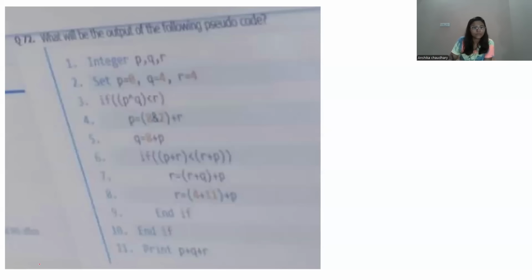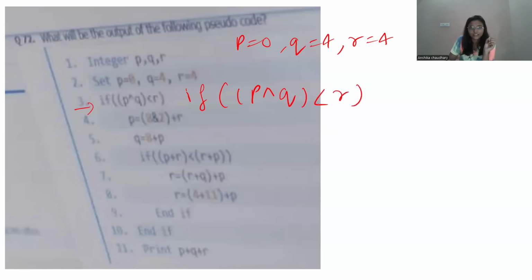Okay, so here we have three integers P, Q, R. P value is 0, Q value is 4 and R value is also 4, right? And there is an if condition, and this is quite blurred, so I'm writing it here. It is P XOR Q is less than R.